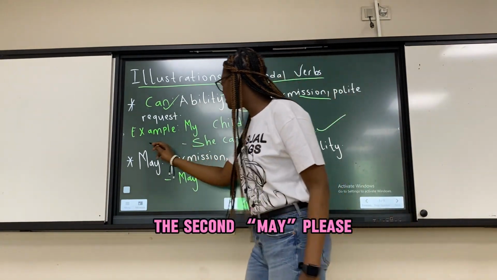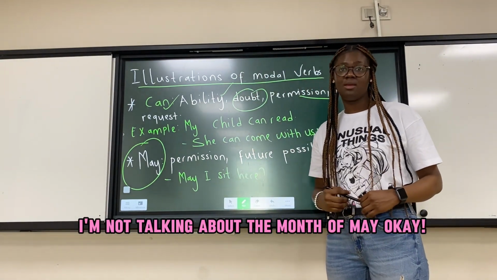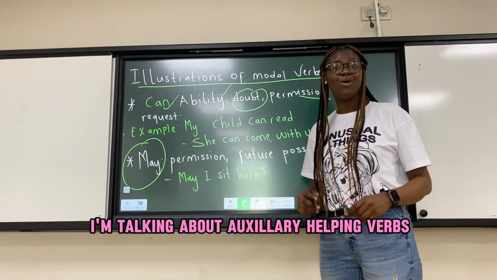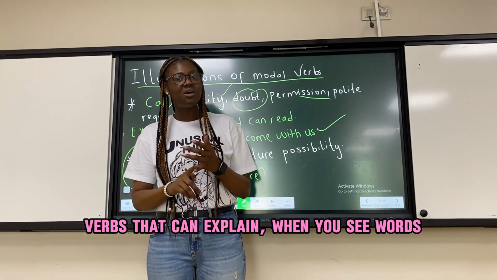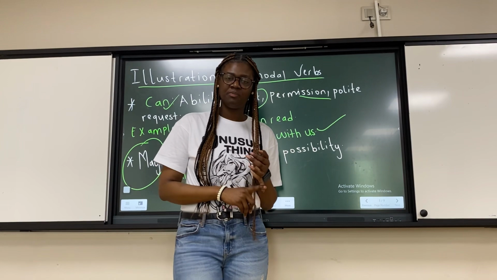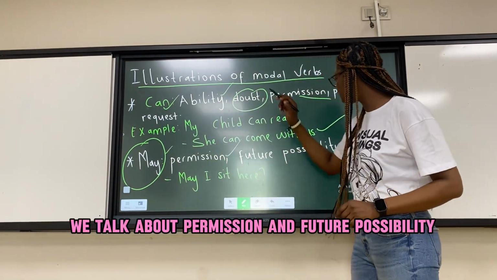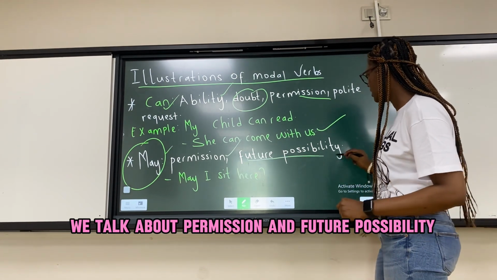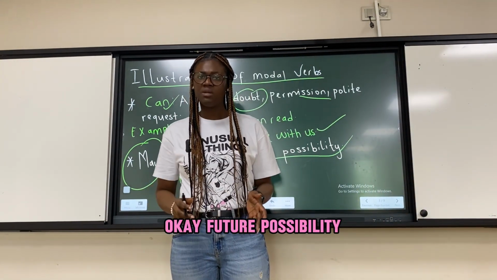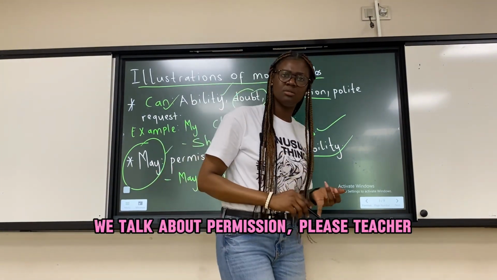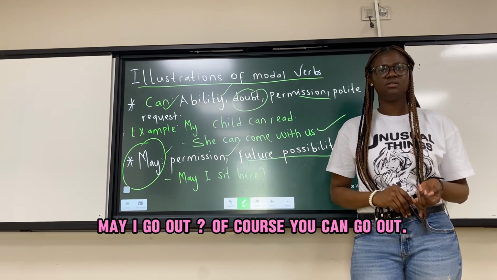The second is may. Please, I'm not talking about the month of May, okay? I'm talking about auxiliary helping verbs. Like I explained, when you see words, context is very important. Context clues, very important. When we talk about may, we talk about permission and future possibility. Okay? Future possibility, we talk about permission. Please, teacher, may I go out? Of course, you can go out.